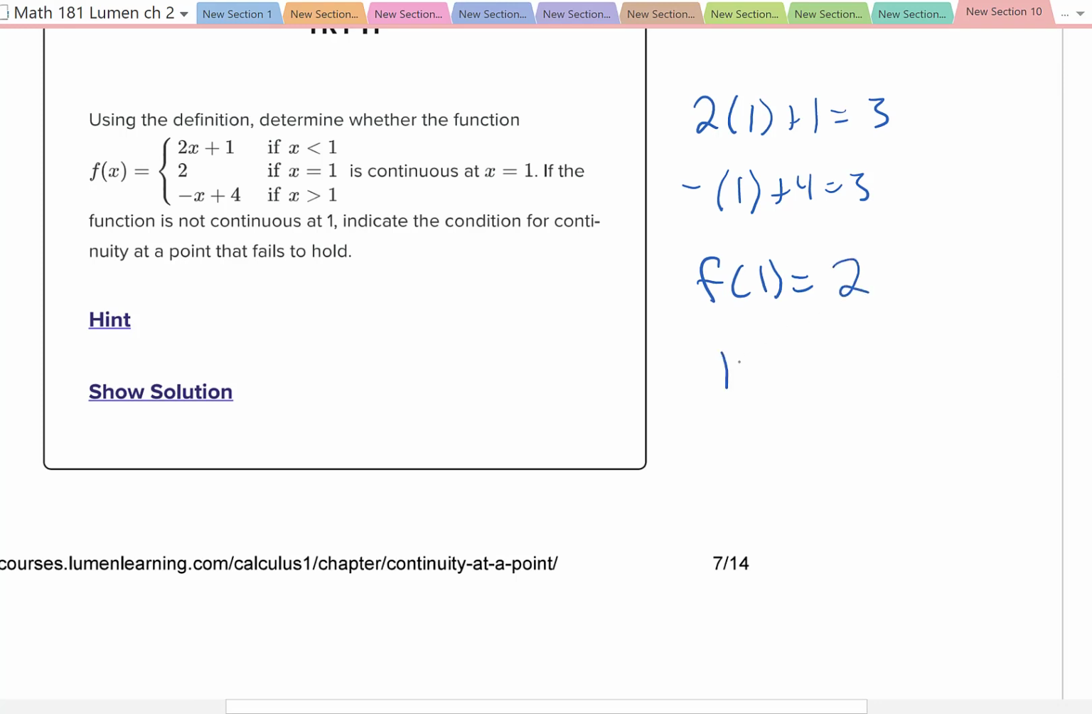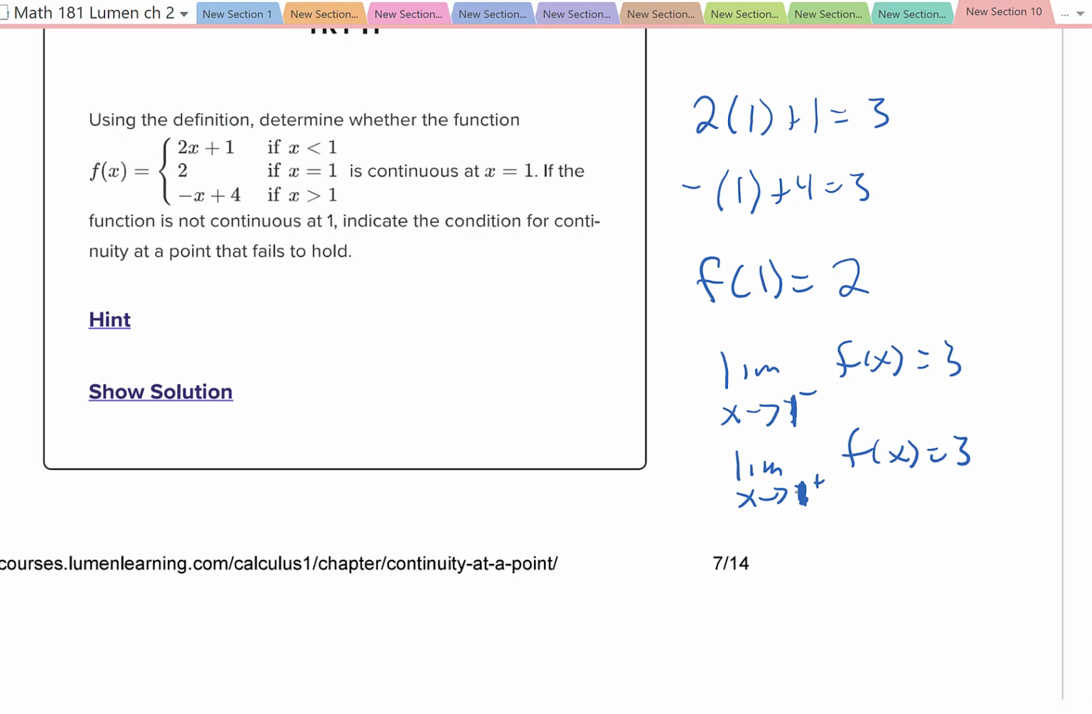2. I mean, we have the limit as x approaches 1 from the left of f of x is 3, and the limit as x approaches 1 from the right of f of x is 3. But, at 1, f is 2, so this is not continuous. Sorry about that, the limit does exist, but it's not equal to f of 1. This is not continuous.